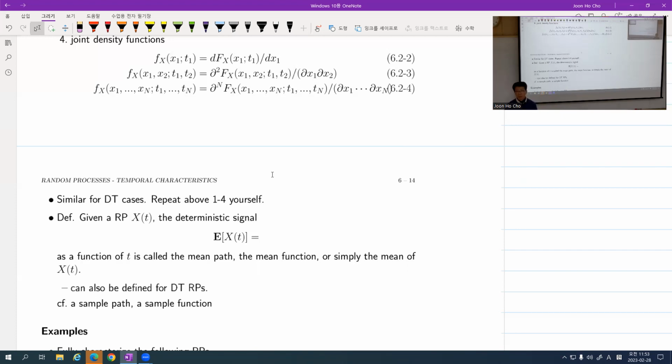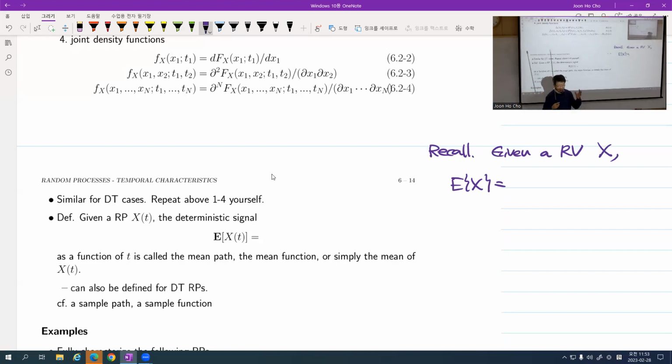Anybody? Yeah, everybody knows that. So recall, given a random variable X, the expected value of X is denoted by this, got it? Expectation of X. By the way, there are a lot of confusions. This curly bracket does not mean an event. That's the problem. If it were an event, this should be an event, but this is a random variable. So I definitely do not mean this to denote an event.